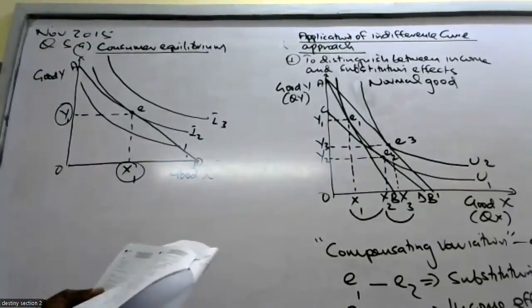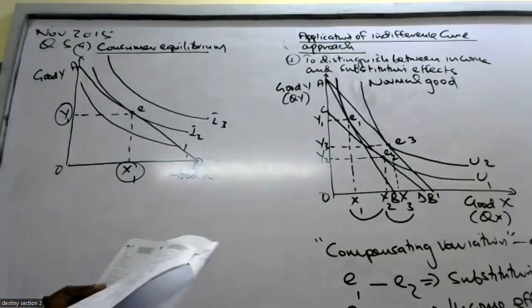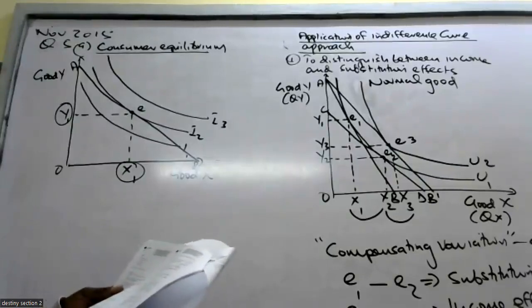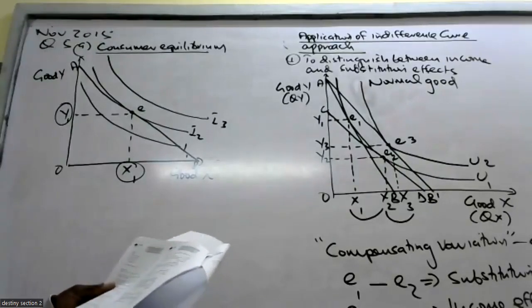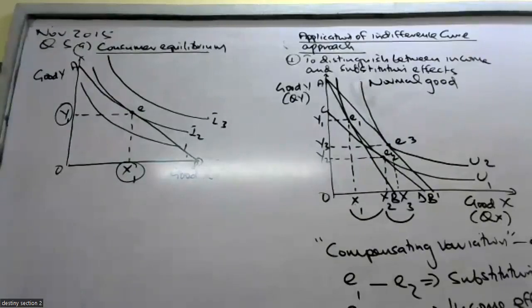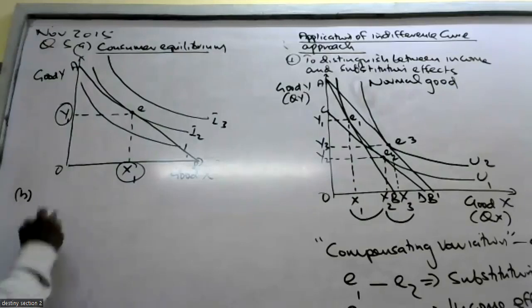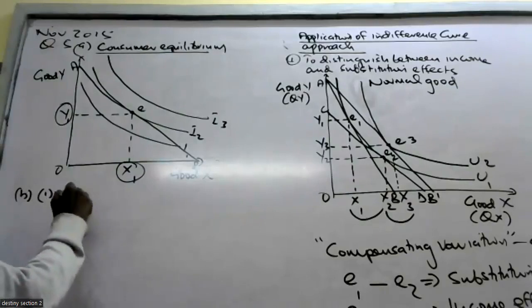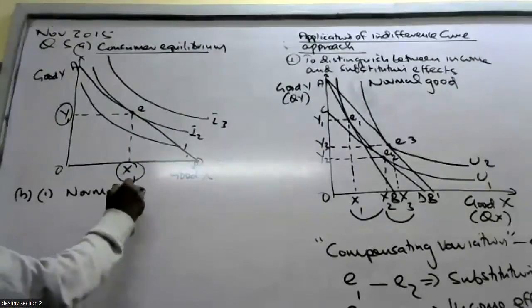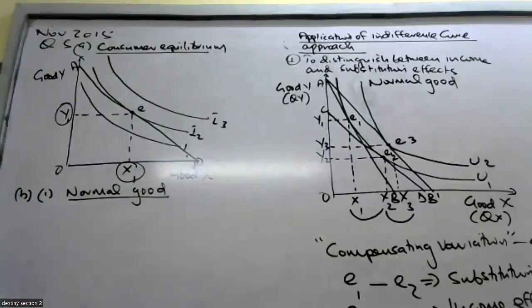Then B, with the help of a well-illustrated diagram, draw the substitution effect and income effect, first of a normal good, second of an inferior good. So for B, they want the substitution effect and the income effect. We'll start with a normal good. We want the substitution and income effects.